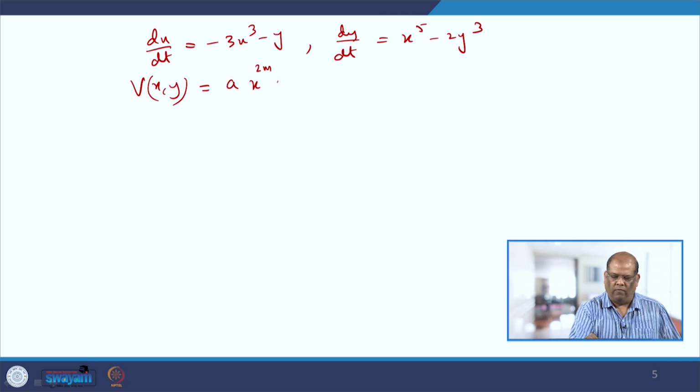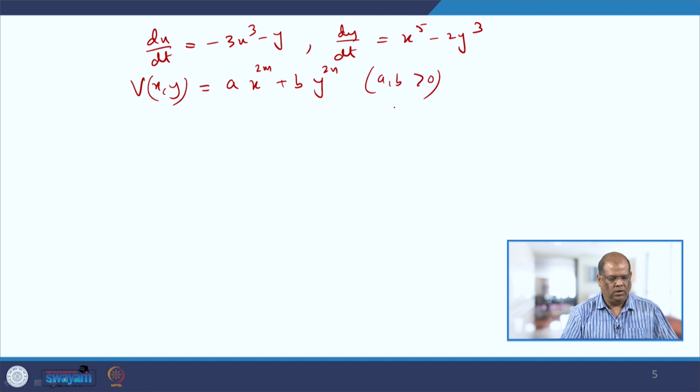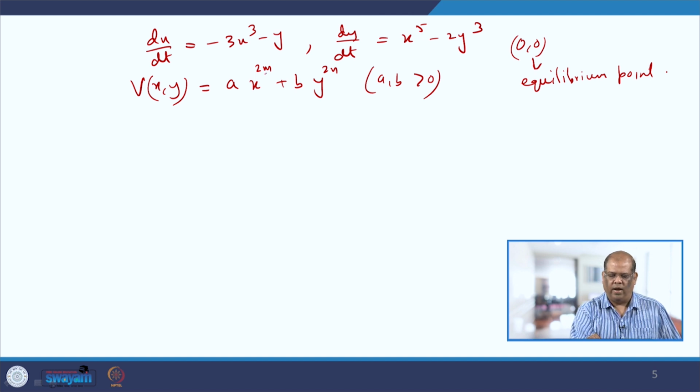your Lyapunov function in this form, where your a, b are positive constants, and from here you can see that 0, 0 is your equilibrium point. Now, you have to find a suitable m and n here. So, the first two properties are satisfied, that this will always be positive for non-zero x and y, and at the point 0, 0 they become 0.